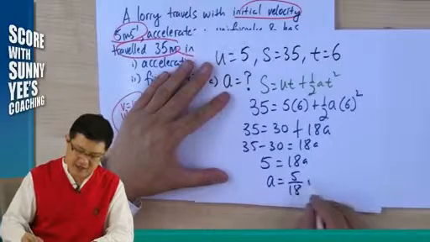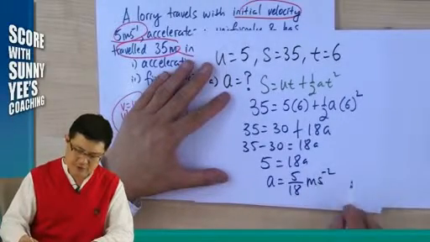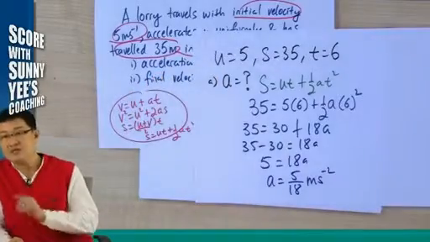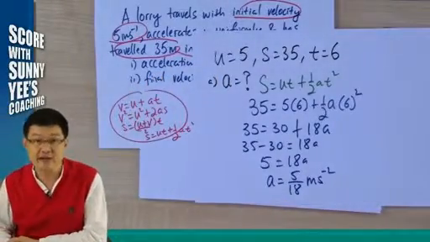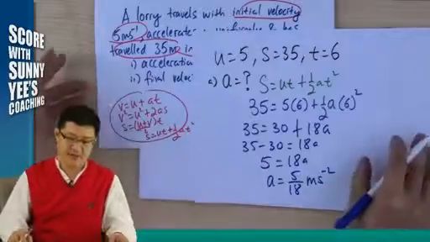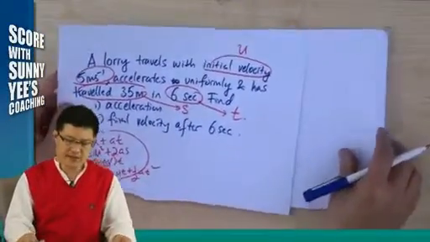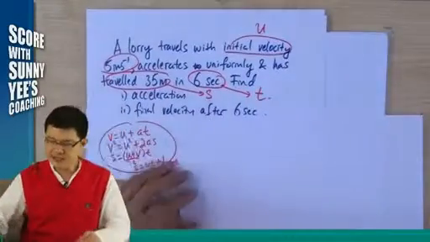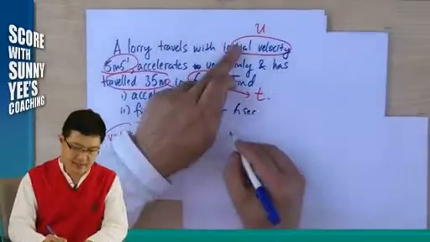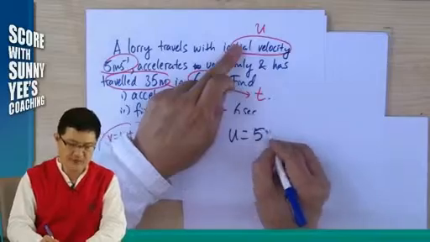The acceleration is equal to 5 over 18. And you must write down the unit correctly. Alright? Now let's look at the second question. Try to analyze what is given here. Now here you have, again, U equals 5.